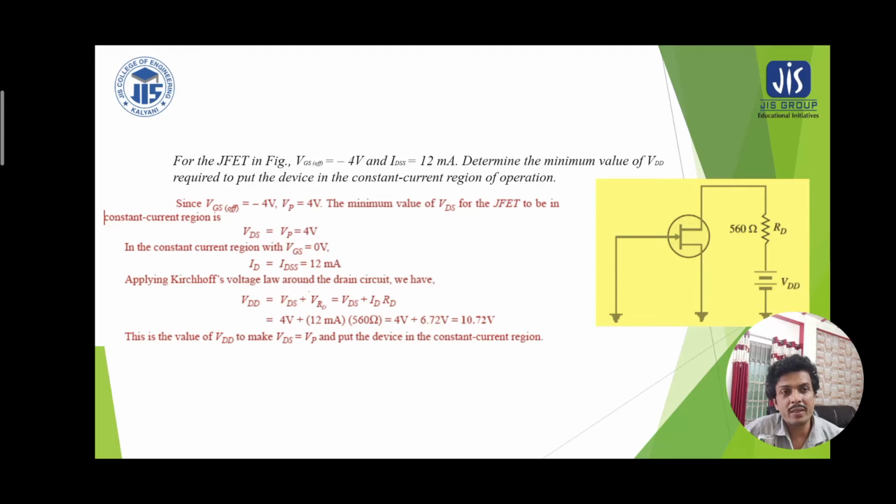So when the gate to source voltage is 0 volt, so at that time we are telling the channel is switched off, and that is VP. Now here in the constant current region with VGS equal to 0 volt, obviously VDD is equal to VDS plus VRD, because RD is the drain resistance connected externally. So the summation of VRD and VDS forms the drain to source voltage.